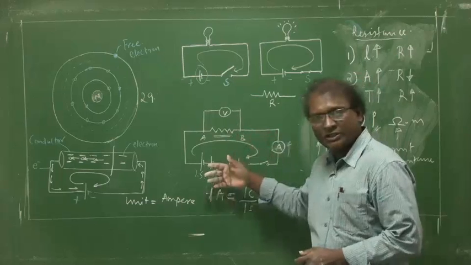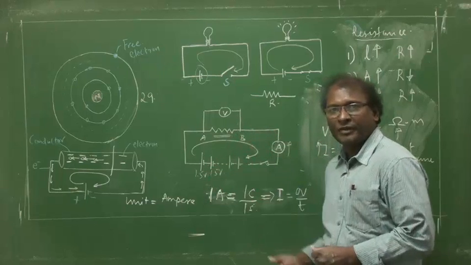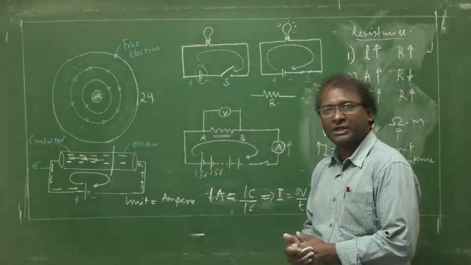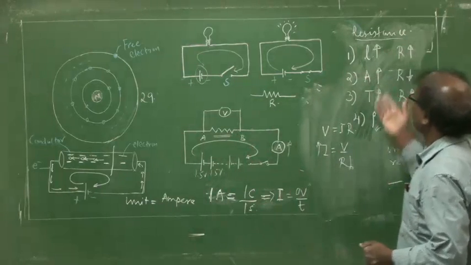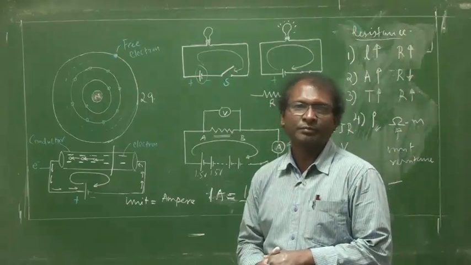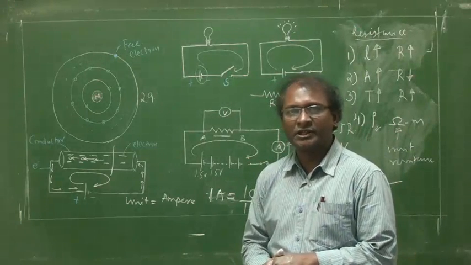Eventually, we saw Ohm's law, which says that the current flowing in a conductor is directly proportional to the applied voltage. And we ended our discussion with the factors on which the resistance depends.